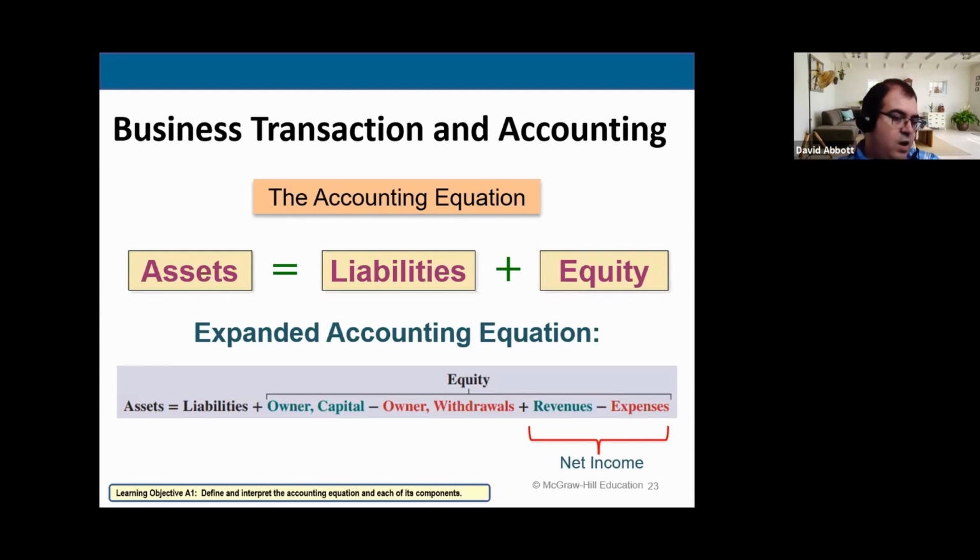Okay, so the accounting equation. This is something that will be very important for you to understand, particularly when we start actually recording transactions and start journalizing all of that. This will become something that will be very important for you to know.